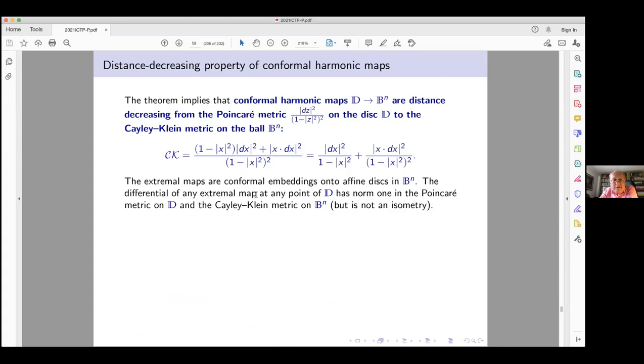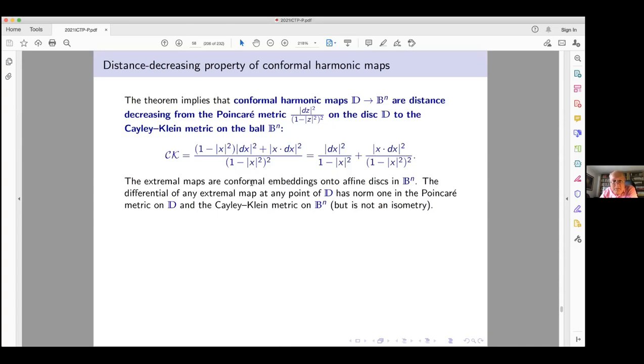What is the geometric interpretation of this theorem? It is the following. It says that conformal harmonic maps from the disk to the ball are distance decreasing from the Poincaré metric given by this expression on the disk to the following metric, which is a very classical Cayley-Klein metric on the ball. So the expression is explicit, it is this one. And this expression probably looks familiar to most of you or all of you.